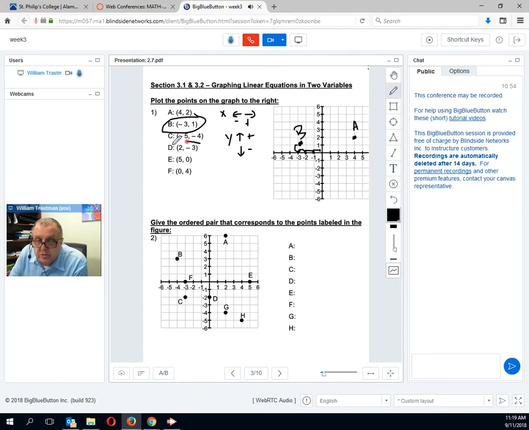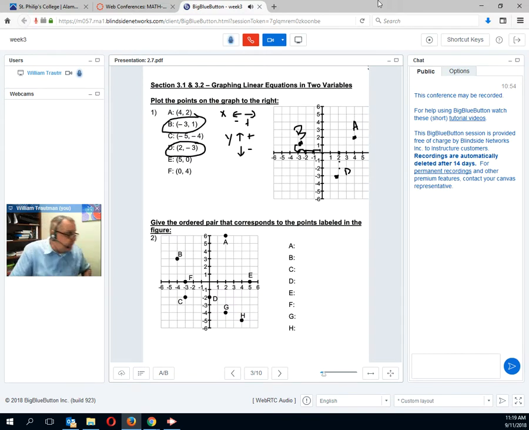Now let's do D: +2, 1, 2, and -3, 1, 2, 3. So this is point D. Do you see how that's working? Give me a second. Hang on, let me hit pause.